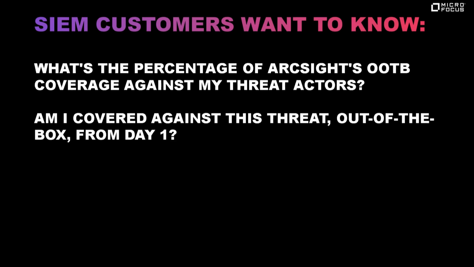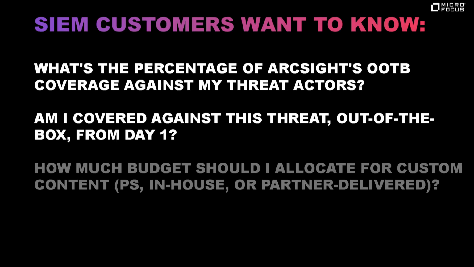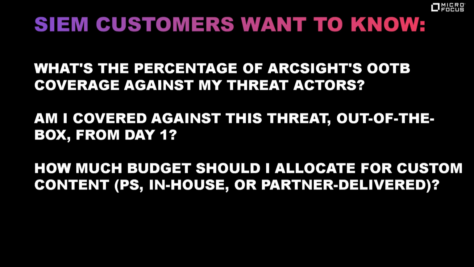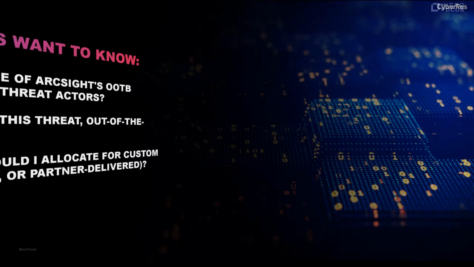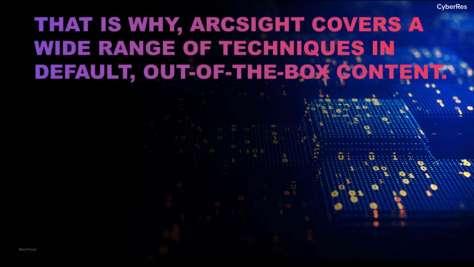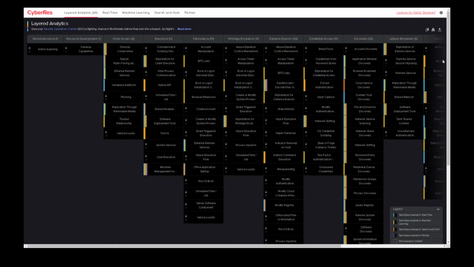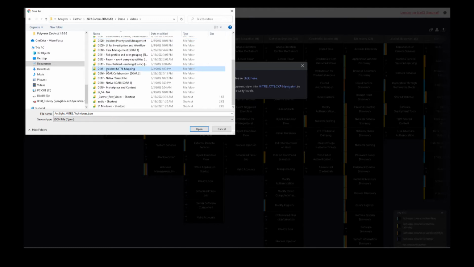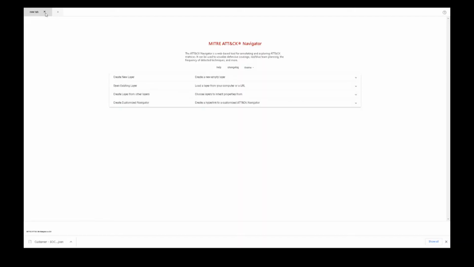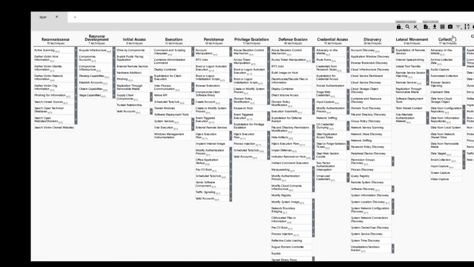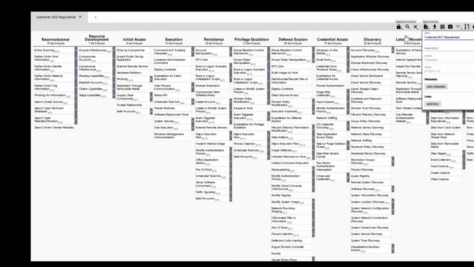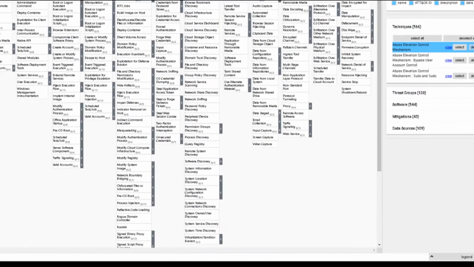Now, let's talk about the ROI from day one question, as this is what matters to our customers. So we want to help answer the question, am I covered against this latest threat out of the box from day one? We can answer this question if we know what matters most to us. Prioritization is the key to having the best chance to win in today's cyber warfare. As a CISO, I need to pick my battles, and this tool allows me to do just that by defining my requirements and comparing against ArcSight's out-of-the-box coverage, available for download as a JSON file exported from the Navigator page we saw earlier.